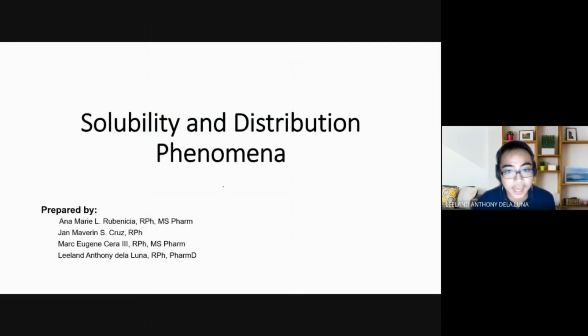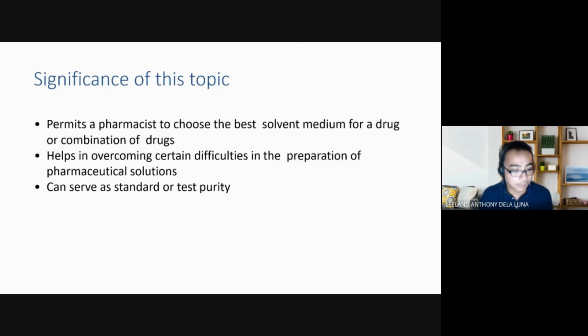So first and foremost, class, what's the significance of this topic? It permits a pharmacist to choose the best solvent medium for a drug, or a combination of drugs. One of the things that you will be learning today is what's the best solvent for my given solute. Because what we will discuss here is solubility. What's the use of a drug if it will not dissolve in the vehicle or solvent you will use?